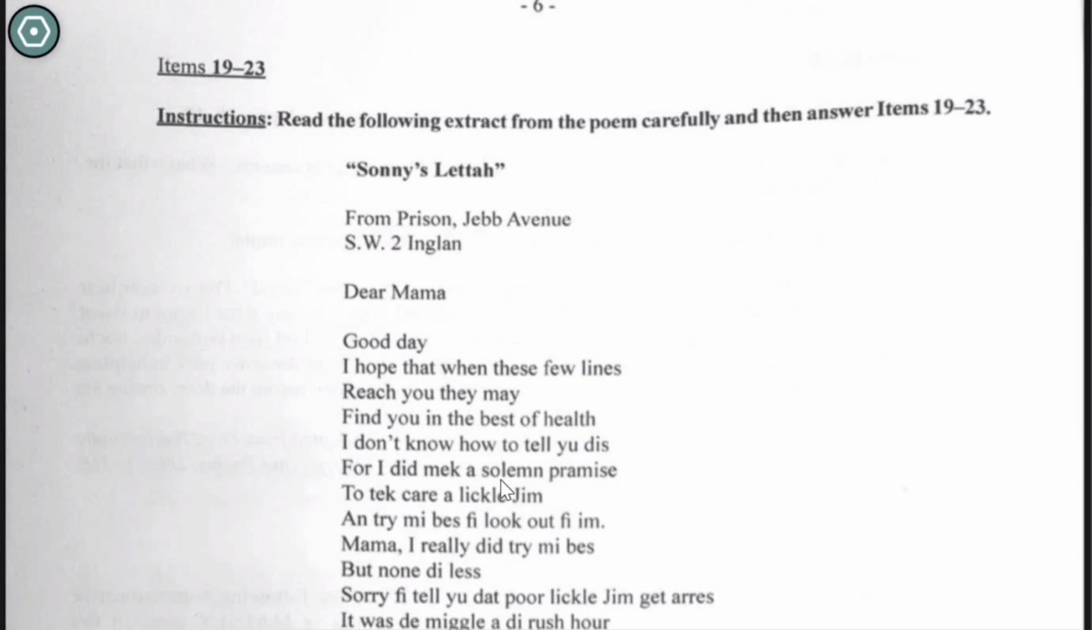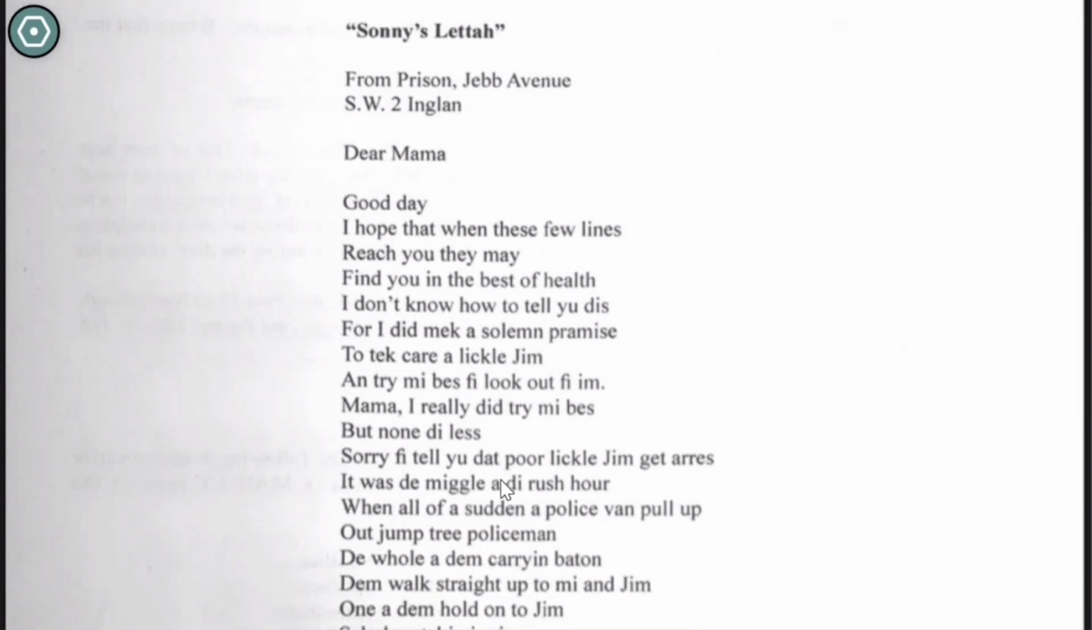Dear Mama, good day. I hope that when these few lines reach you, they may find you in the best of health. I don't know how to tell you this, for I did make a solemn promise to take care of little Jim and try my best to look out for him. Mama, I really did try my best, but nonetheless, sorry to tell you that poor little Jim get arrested.